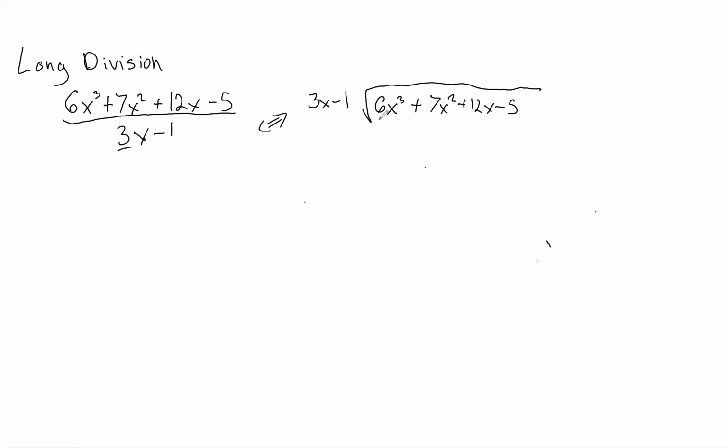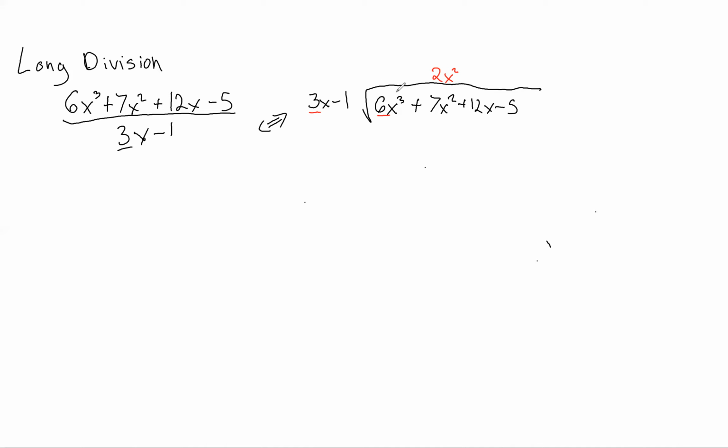So what I want to do is look at the first term in the polynomial and then the first term in the divisor. And I ask myself, what do I need to multiply 3x by to get to 6x cubed? I'm missing 2 x's, so I need x squared. And to get from 3 to 6, I multiply by 2. So I'm going to multiply by 2x squared.